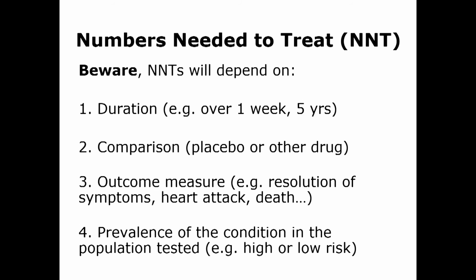The numbers needed to treat will depend on duration. For acute conditions, it may be over a week. For chronic conditions like blood pressure, it may be over 5 years. We have to think about what the comparison is. Is it against placebo, in which case we might get good numbers needed to treat? If it's against another drug, there will be much bigger numbers to treat. And remember, a bigger number is a less effective treatment.